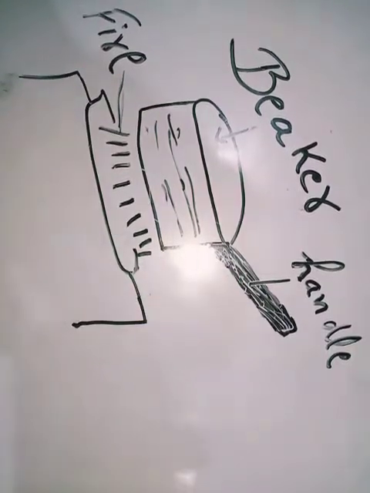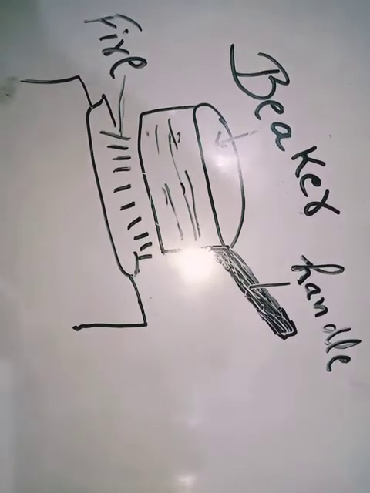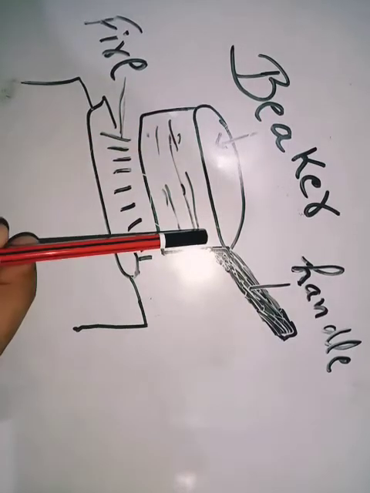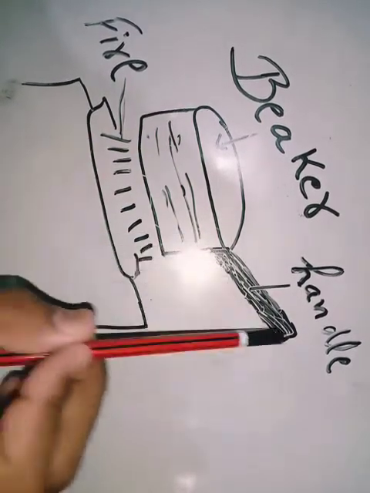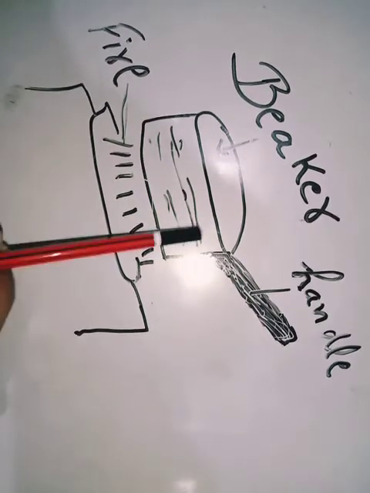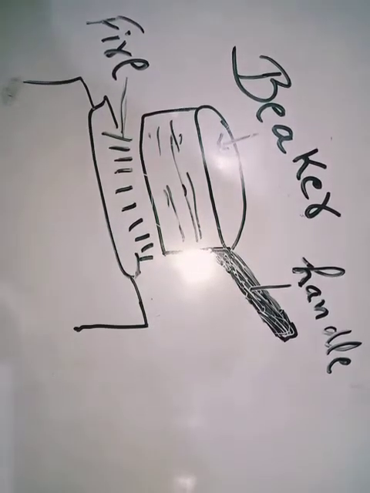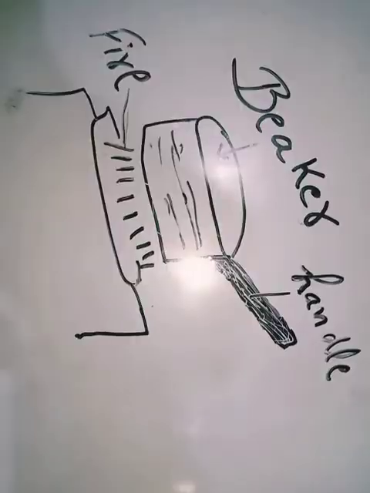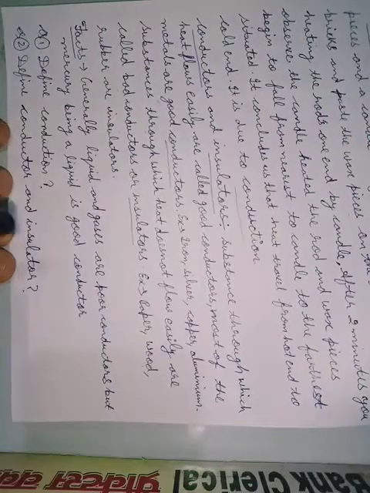So the handles are made of insulators, and the beakers are made of conductors, meaning metals. That is the reason; conductors and insulators have a big difference between them. It's all about conductors and insulators.